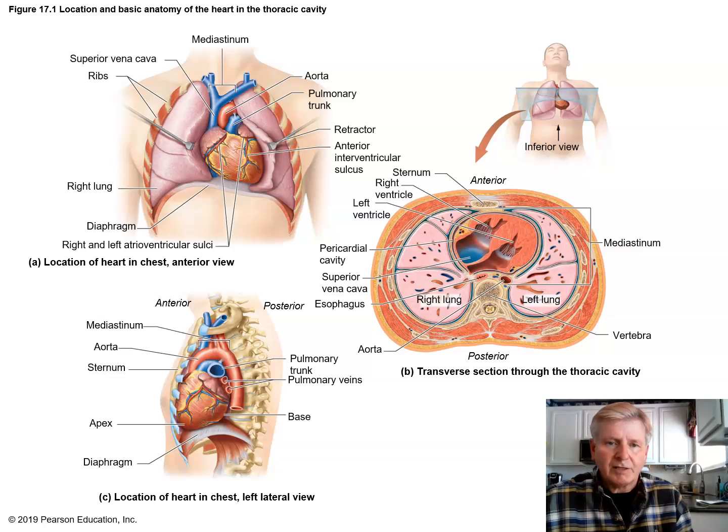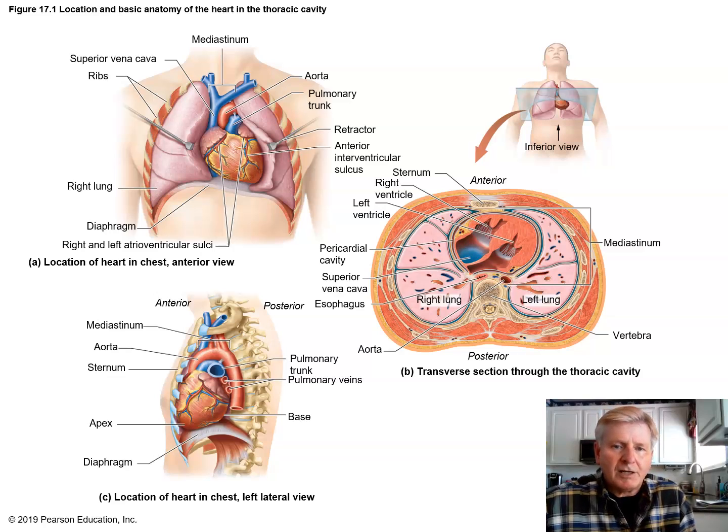So there are three vessels that take blood into the right atrium. Those are the superior vena cava, which takes blood from the upper body, the inferior vena cava, which takes blood from the lower body, including the abdominal cavity and the lower extremities, and then the third vessel is the coronary sinus, which takes blood from the heart.